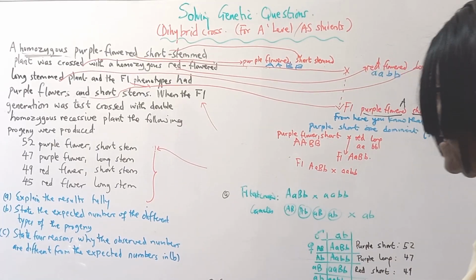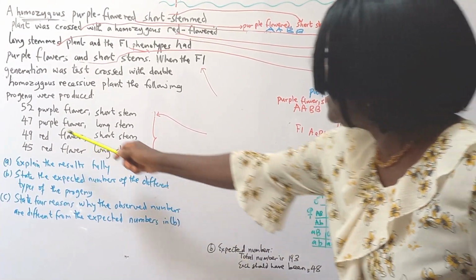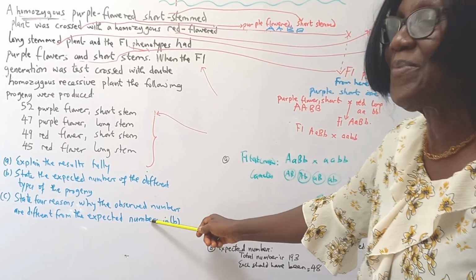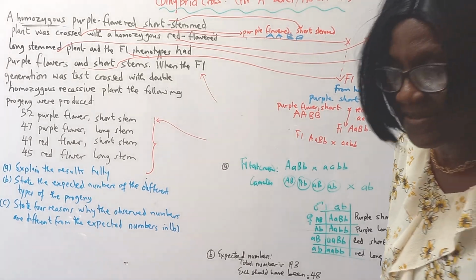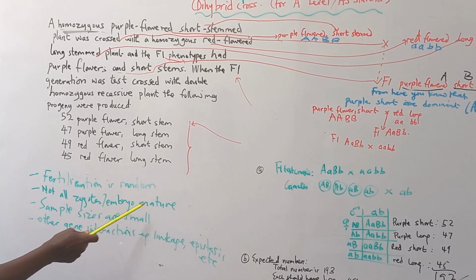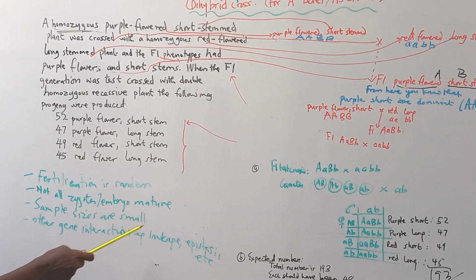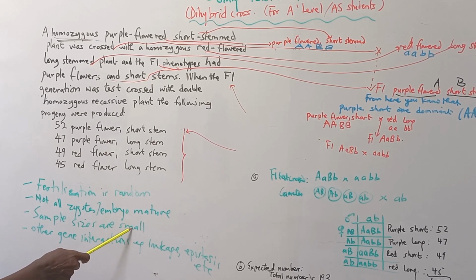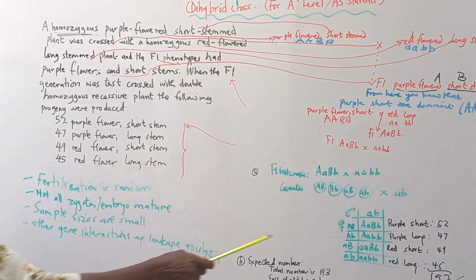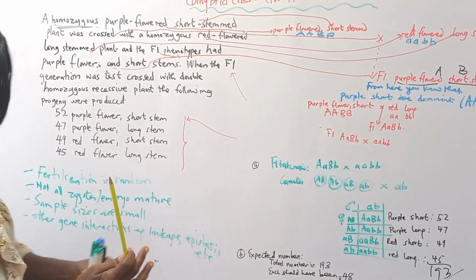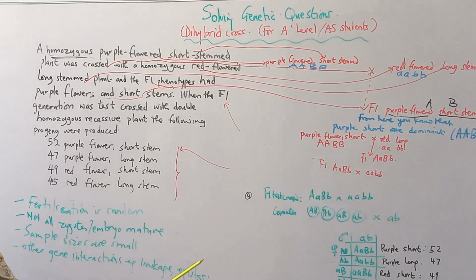So question C is asking us to state 4 reasons why the observed numbers, that is these, are different from the expected numbers of approximately 48 each. And these are the reasons. Fertilization is a random process, and then not all zygotes or embryos mature to be counted. Then sample sizes are small. If the sample size of the experiment is big, we can near the 1:1:1:1 very closely. Then other genetic interactions like linkage or epistasis come into play.